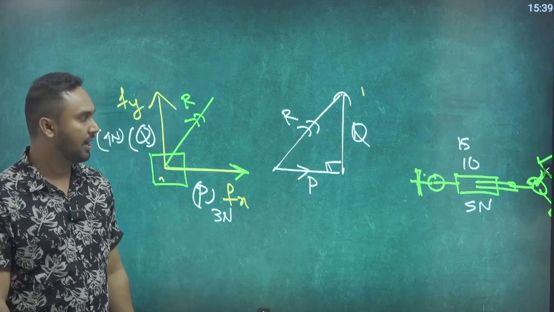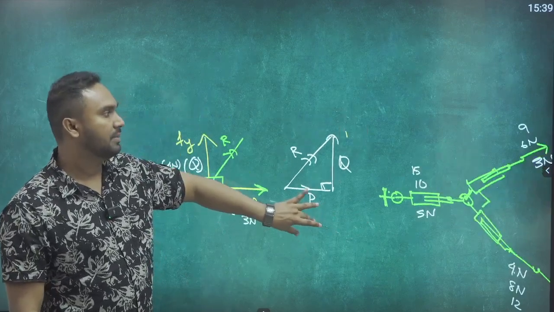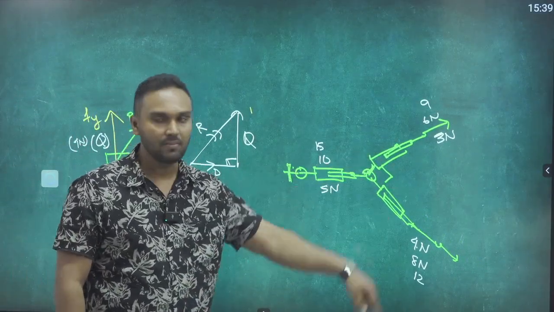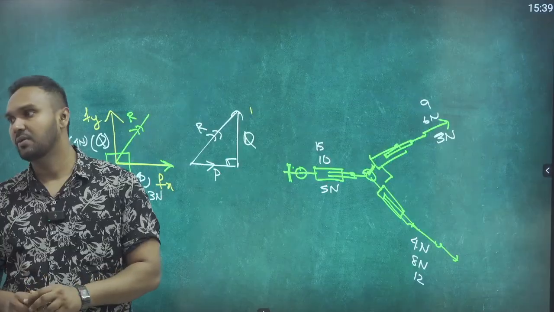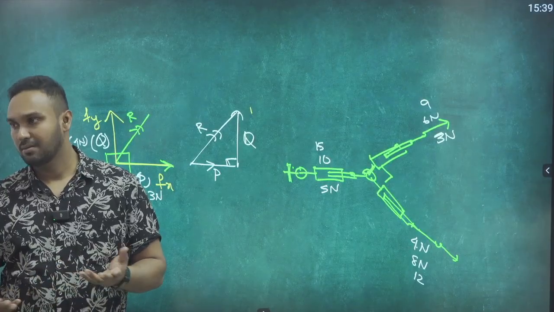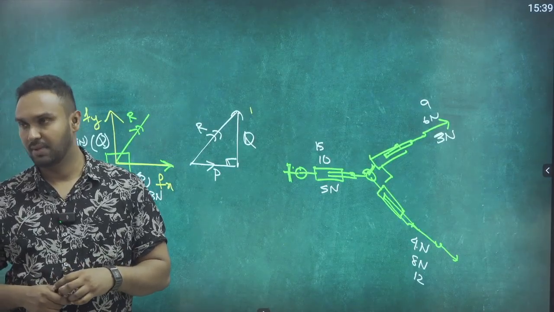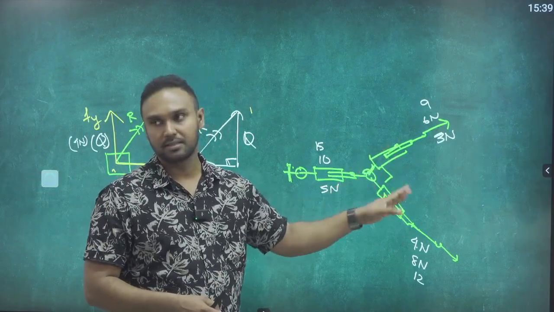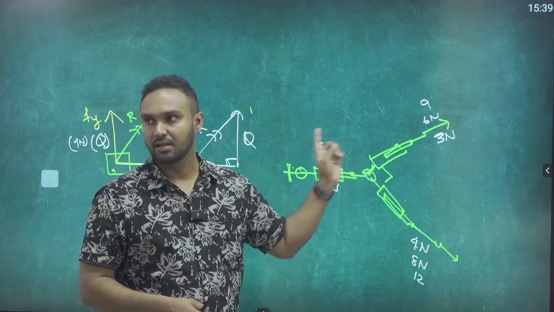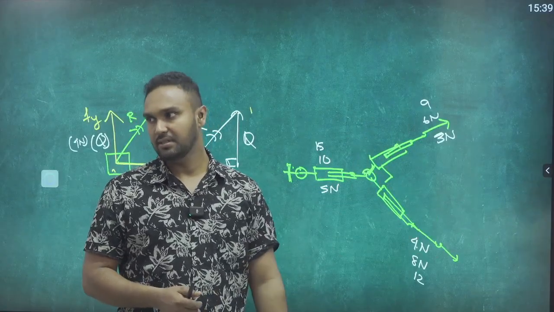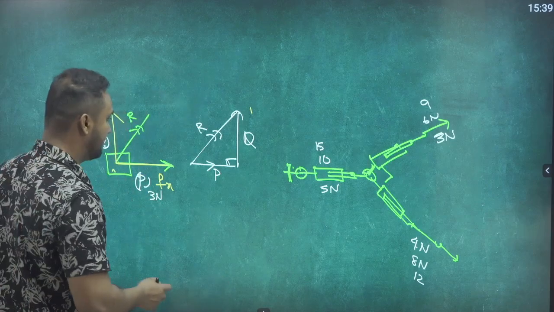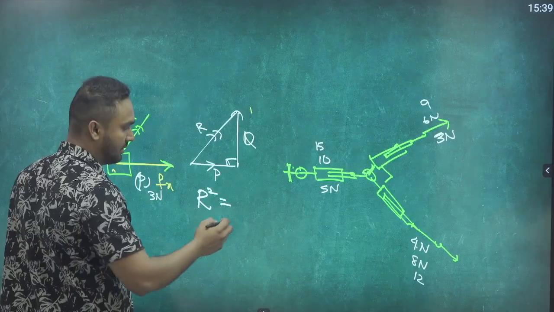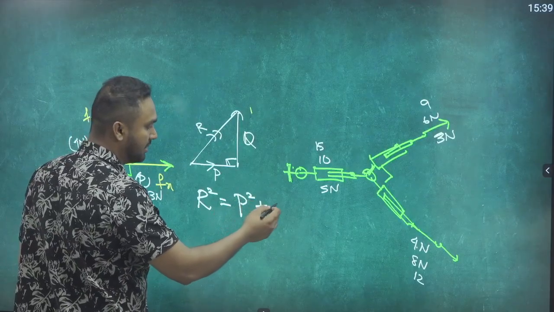So for any two perpendicular forces, to find the resultant force you simply use Pythagoras. The two forces act as the adjacent and opposite, and the resultant force acts as the hypotenuse. Right? So we can make a simple equation: R square, which is the resultant force, equals P square plus Q square.